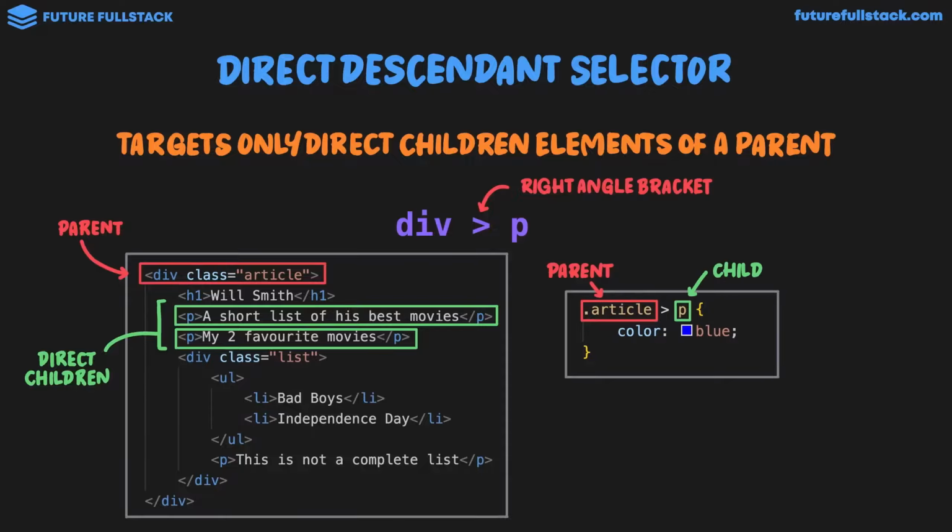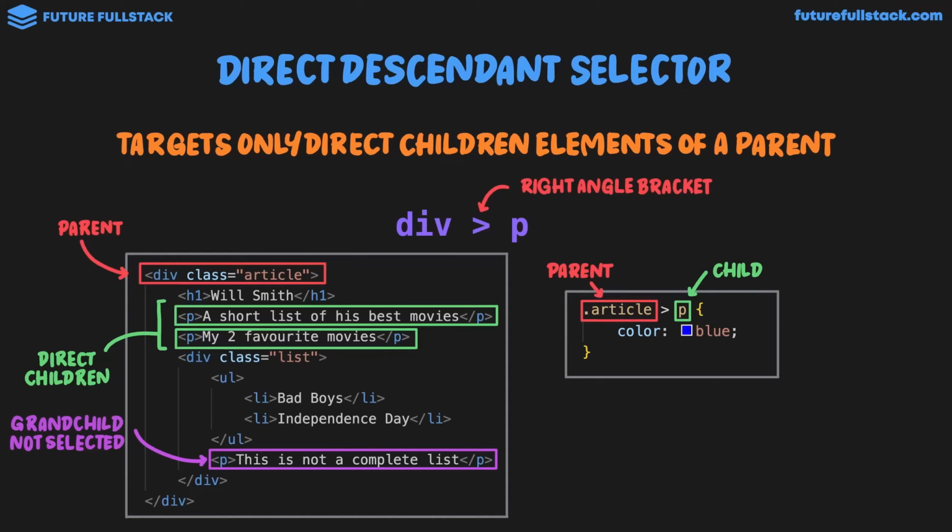Now the direct descendant selector, like its name suggests, only targets direct descendants. So this paragraph down here is a grandchild, which is not selected. So only the direct children, shown in green, would be colored blue.